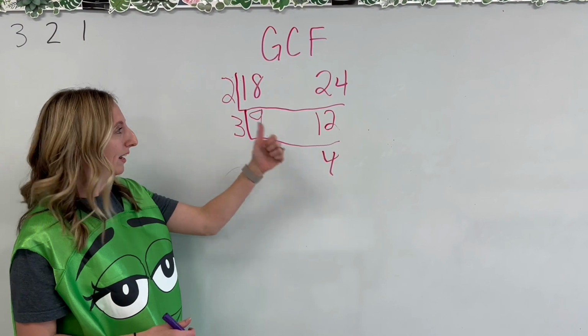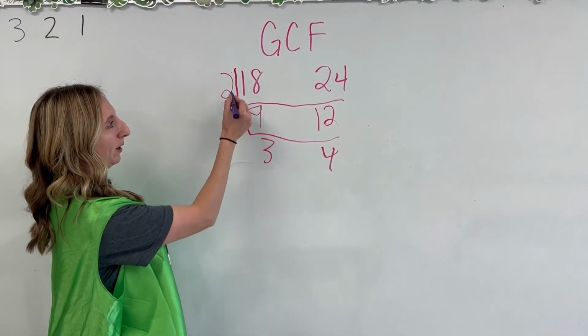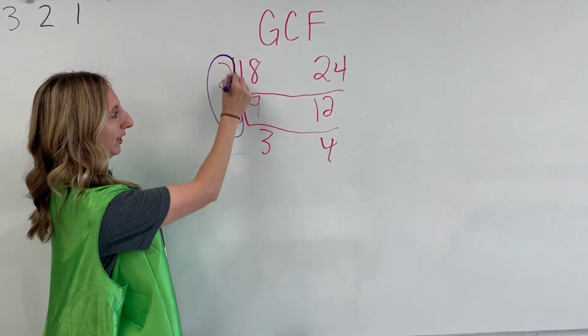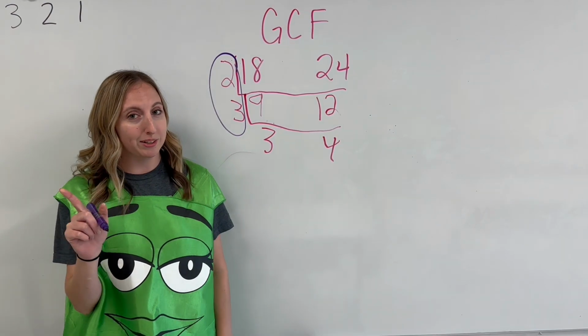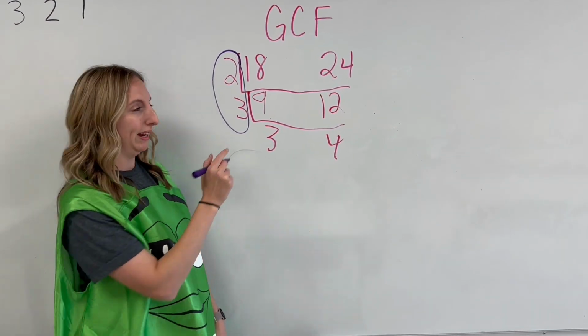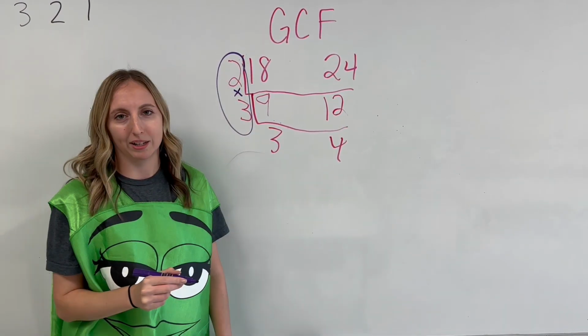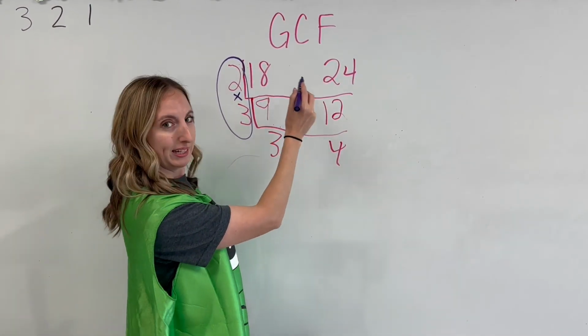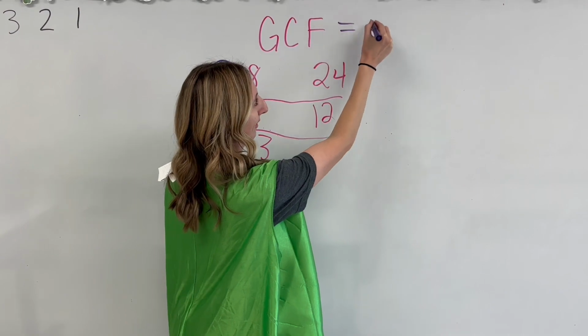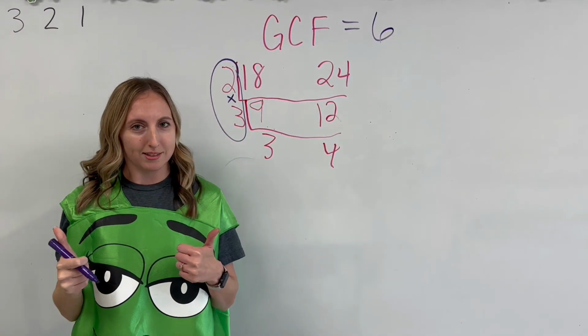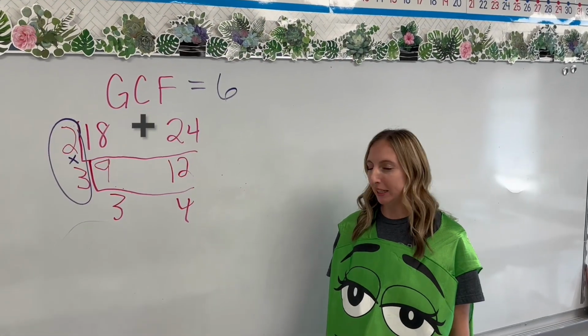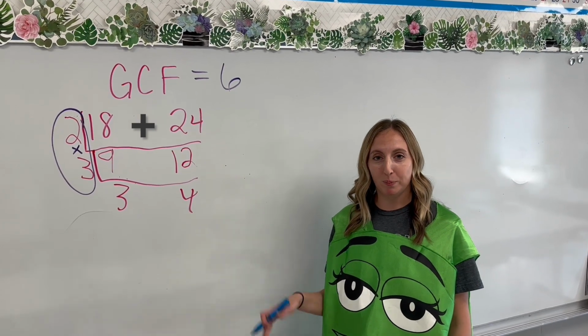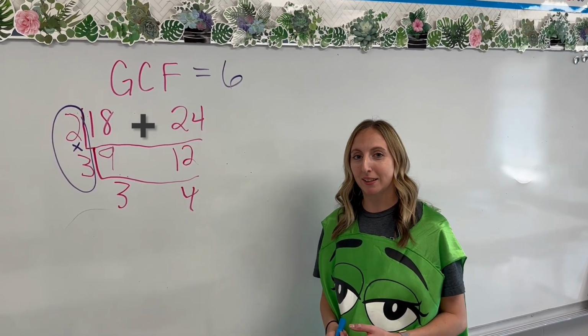We look at the left side of our ladder and we circle whatever numbers are over there. Now our answer is not 23, but we want to multiply whatever numbers are out here. And 2 times 3 is 6. So the GCF of 18 and 24 is 6.